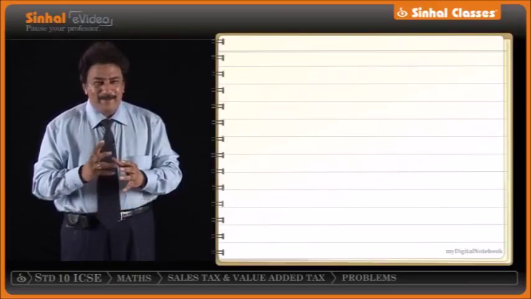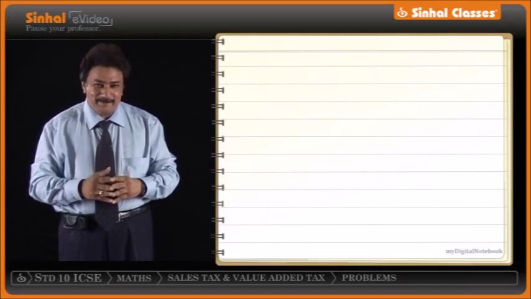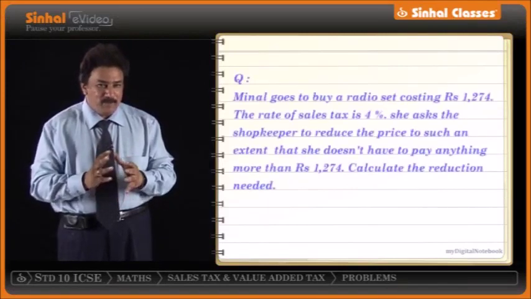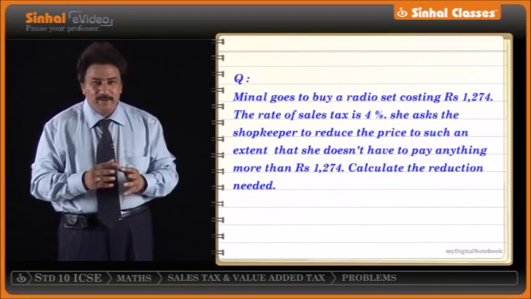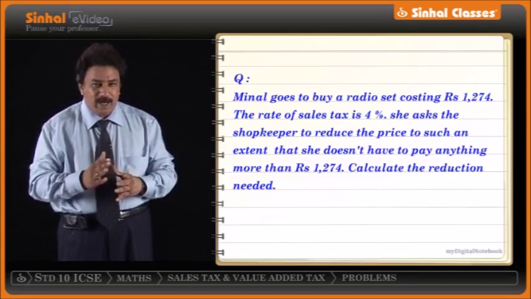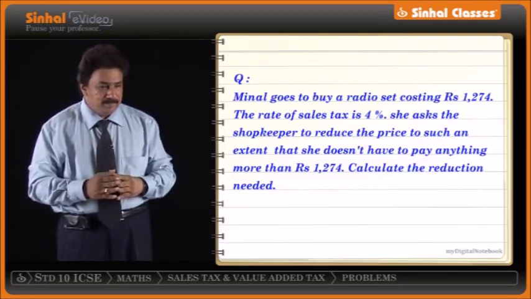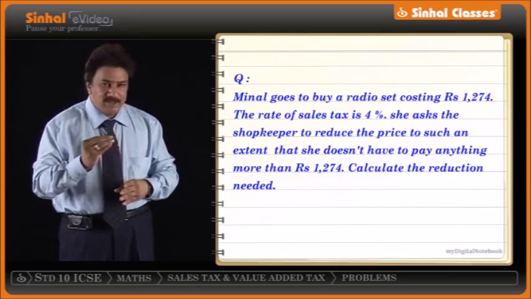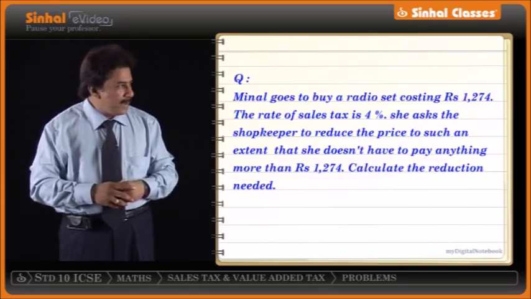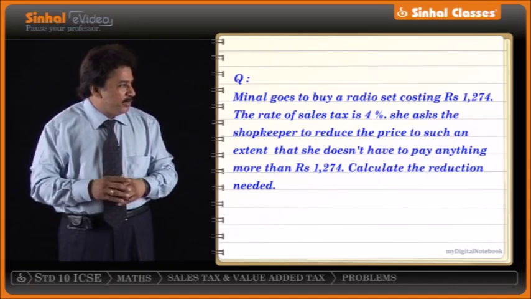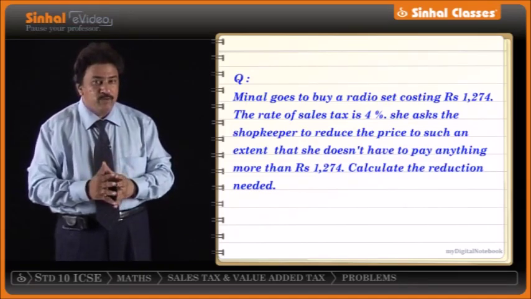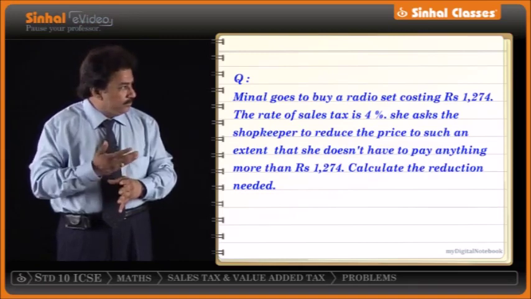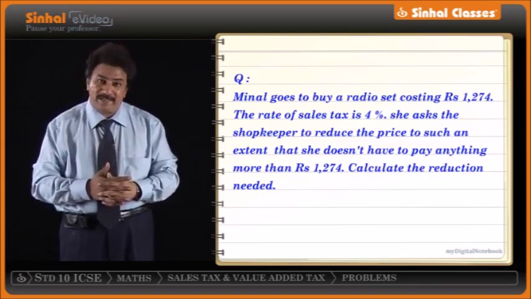Now we pick up a totally different type of sum in this chapter. Let's read the sum, what is given. There is one female, Meenal, who goes to buy a radio set costing rupees 1,274. The rate of sale tax is 4%. She asks the shopkeeper to reduce the price to such an extent that she has to pay only rupees 1,274. Calculate the reduction needed in the original mark price.